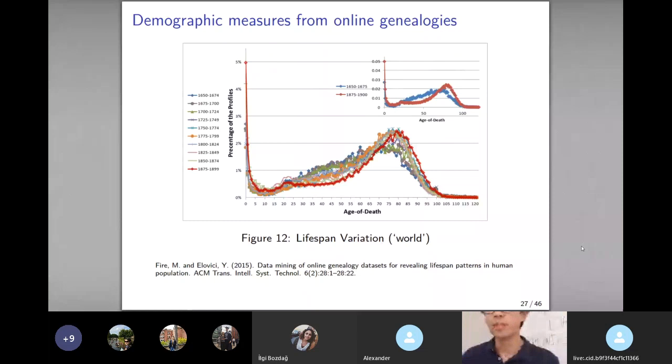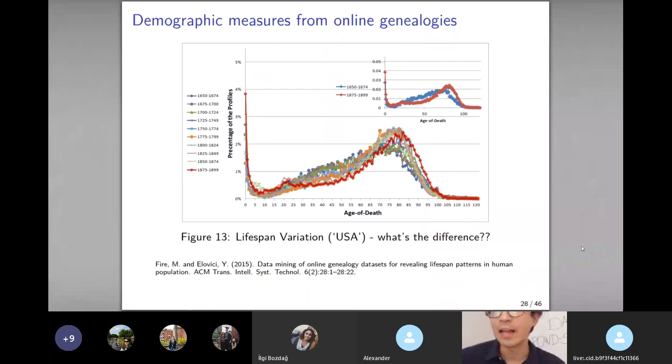And you see it more clearly in the inset plot in the top, right? So they say this is the world. And now this one is the United States. And to be honest, it's kind of difficult to see exactly what the difference is between these two. And this doesn't mean that the world is the same as the United States, right?